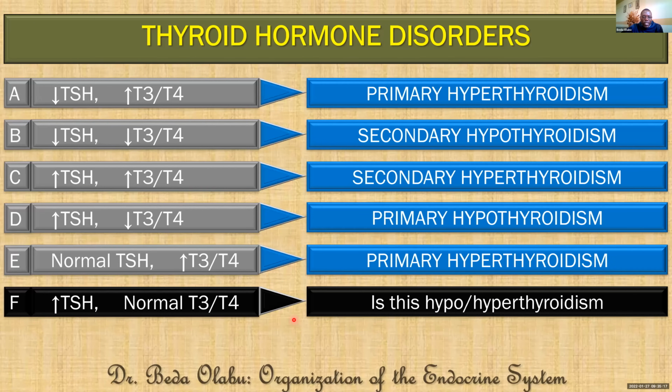Now, this patient, if you look at it, we are saying that we have normal levels of T3 and T4. As long as you have normal levels of T3 and T4, we cannot say it's hyperthyroidism or hypothyroidism. So this is normal T3, T4 levels. The term given to this one is euthyroidism. So this is euthyroidism. It is not hypothyroidism or hyperthyroidism.